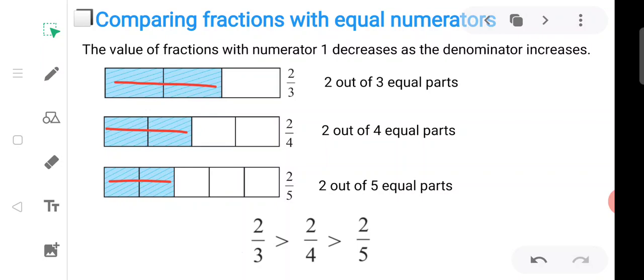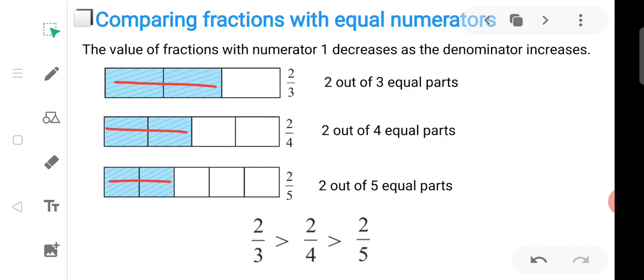What do you understand by this? Two fractions with equal numerators: the fraction with the greater denominator is the smaller fraction.